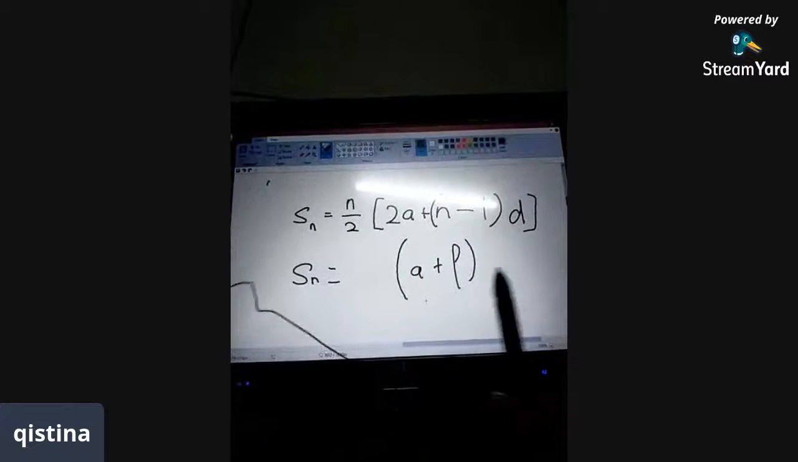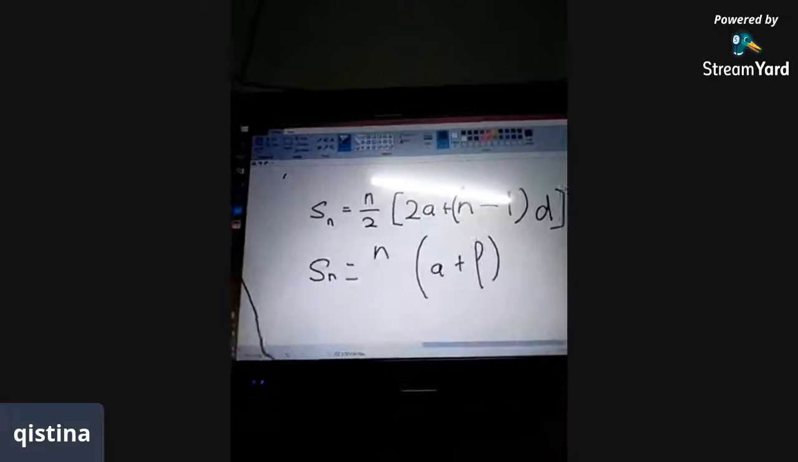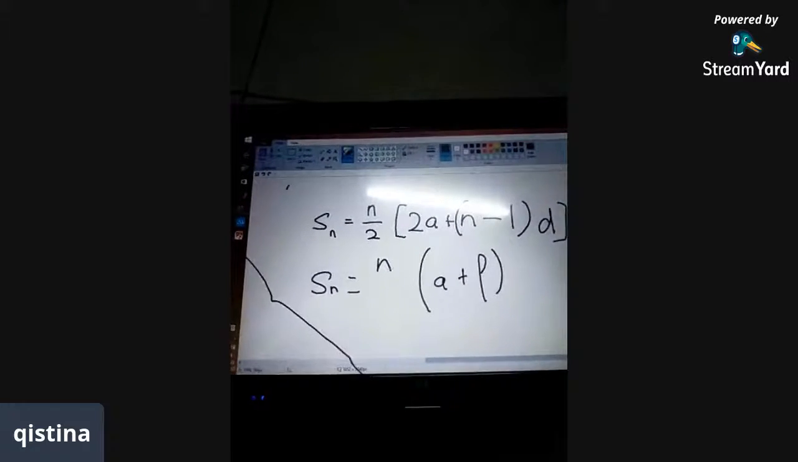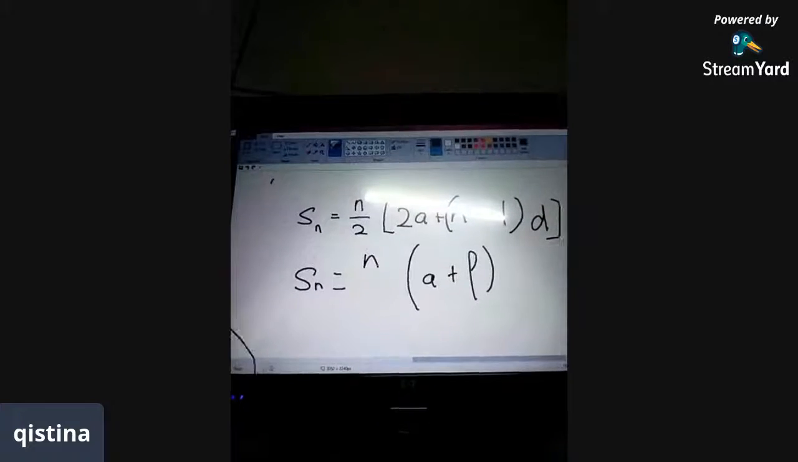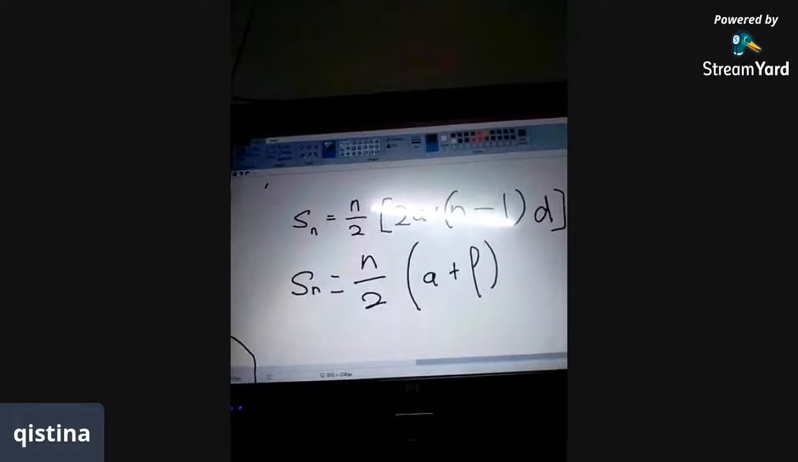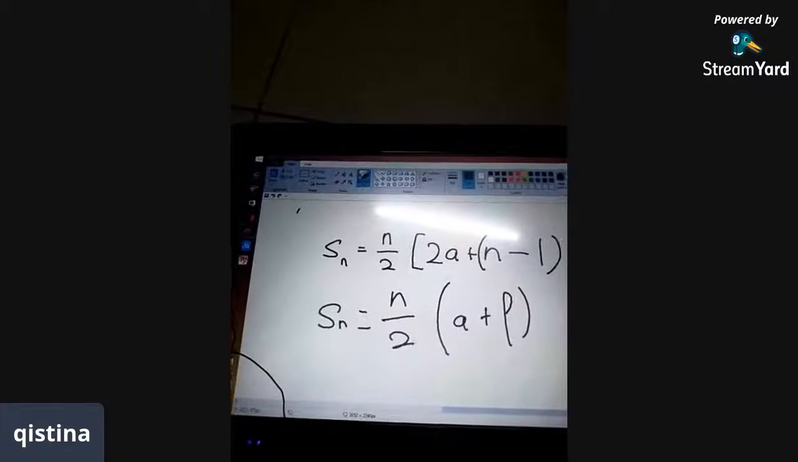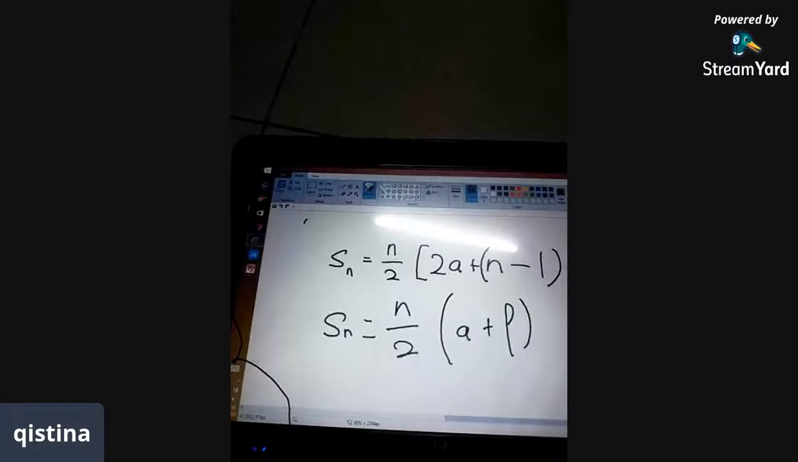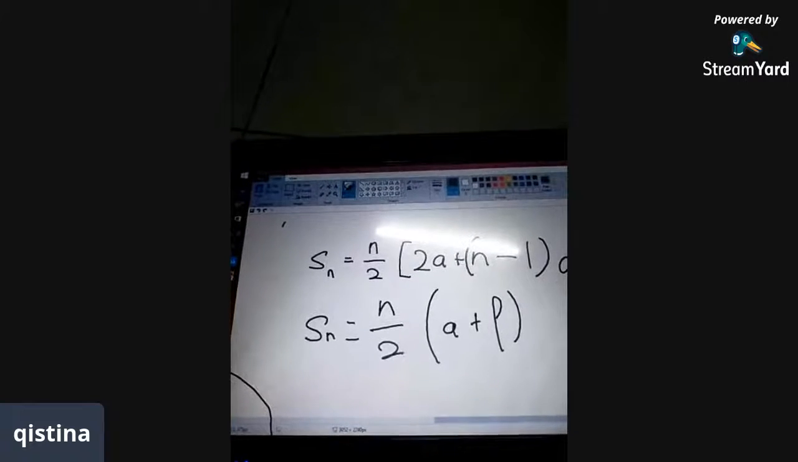First term plus last term, times by n, which is the total number of terms, divide by 2. So this is the formula of the sum of the first n terms, Sn.